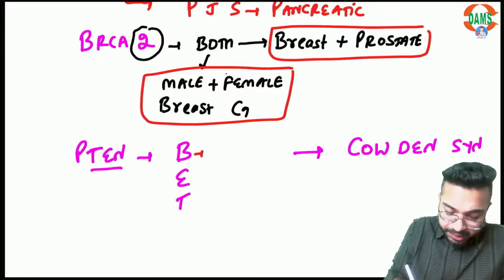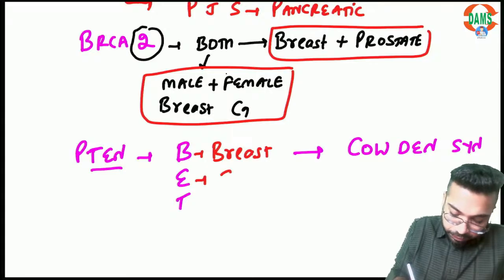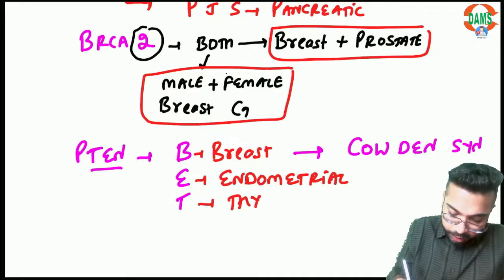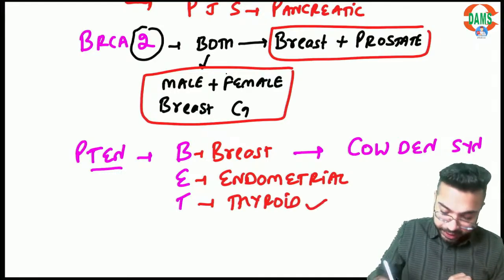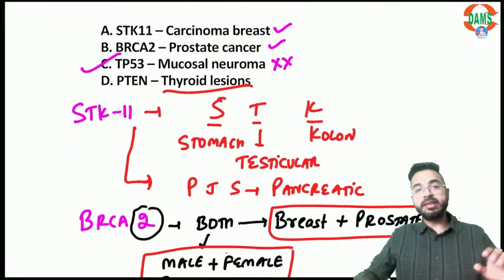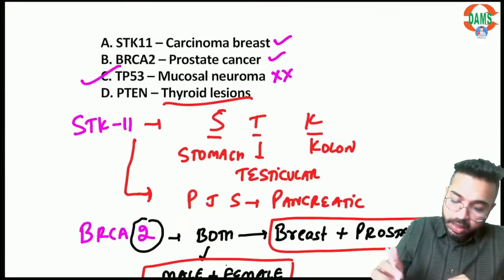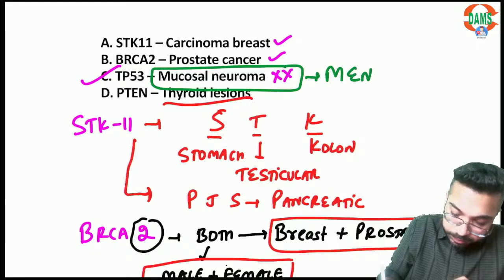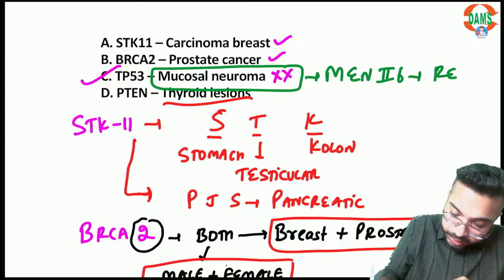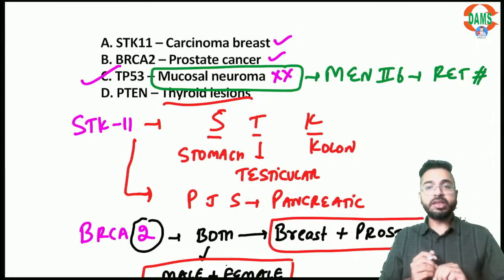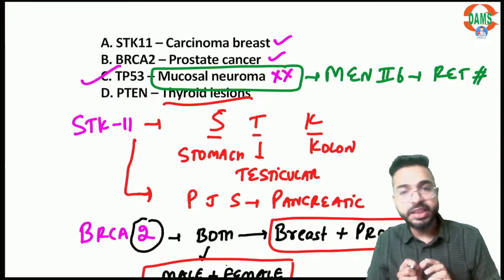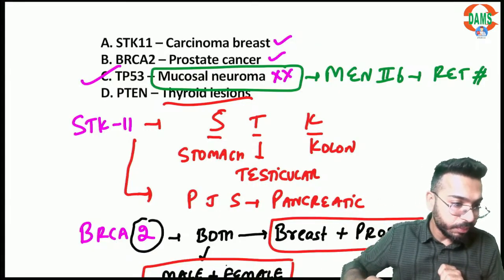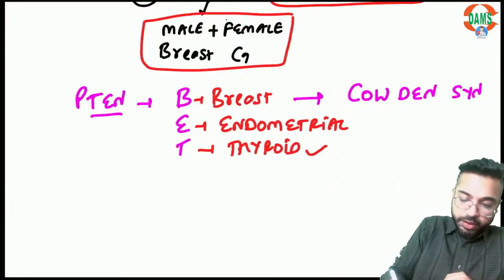So B for breast, E for endometrial, and T for thyroid. So straight question, thyroid, yes, it causes thyroid cancer. So the only thing left is mucosal neuroma. Mucosal neuroma is a part of MEN 2B, which is associated with RET gene mutation. So mucosal neuromas is not a part of TP53 gene mutation. It is a part of MEN 2B. This occurs because of RET gene mutation. Right? Done.